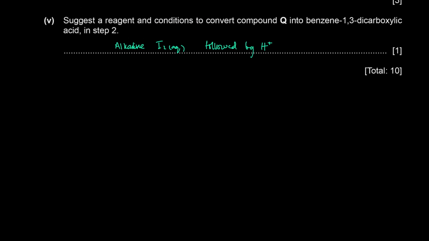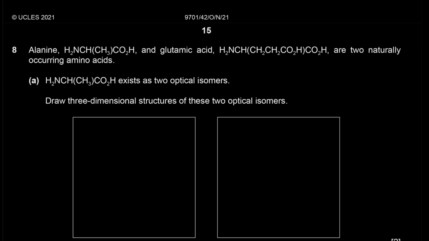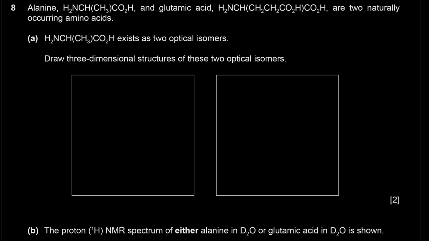Next question that we have is question number 8. Alanine and glutamic acid are two naturally occurring amino acids. Alanine exists as two optical isomers. Draw three-dimensional structures of these two optical isomers. Here we just have to draw the two enantiomers. So first identify the chiral center. This is our chiral center over here.